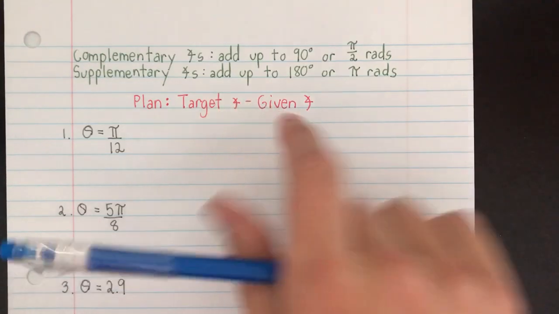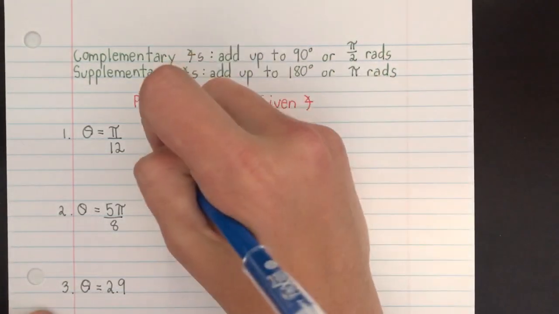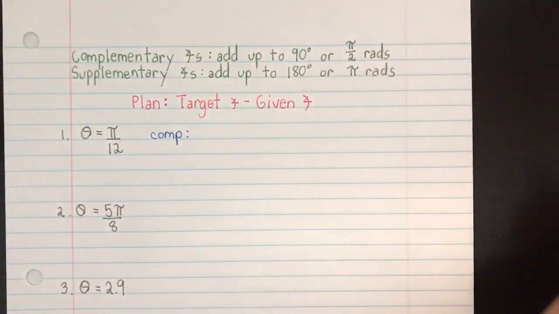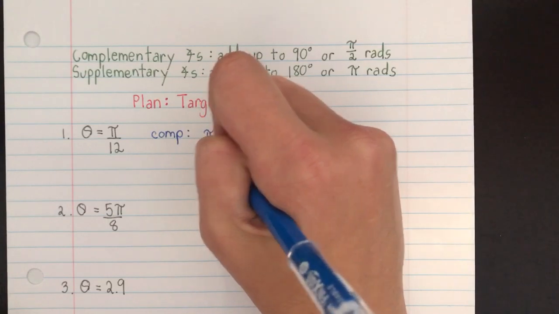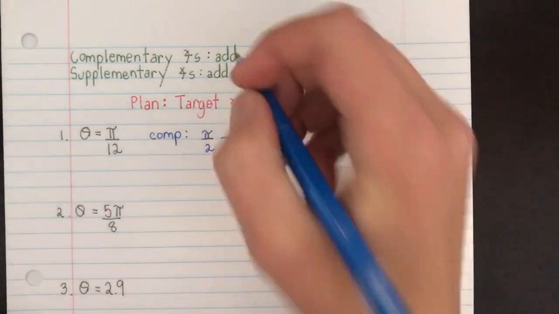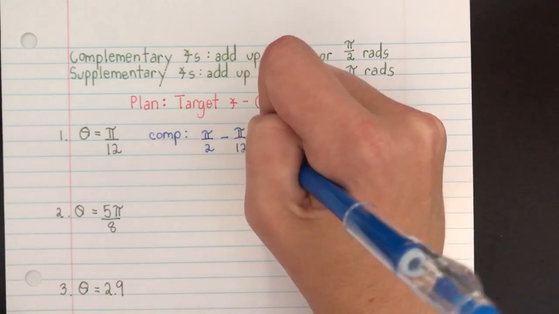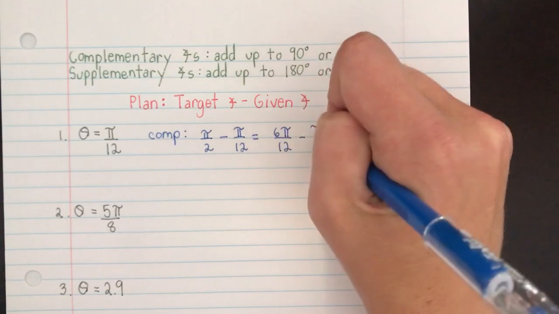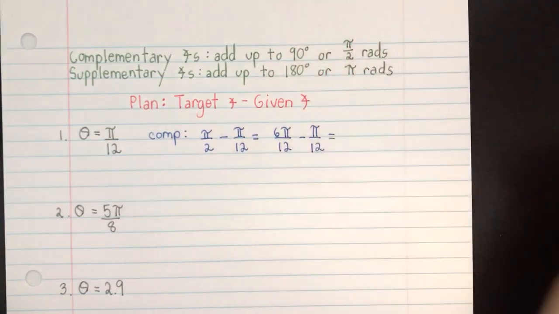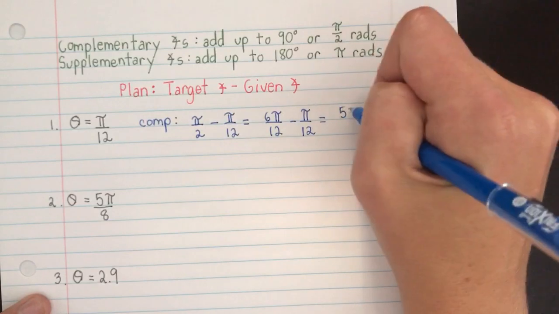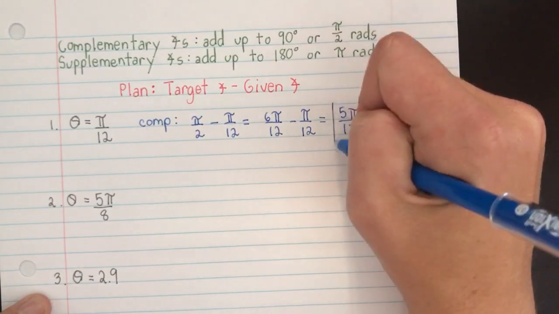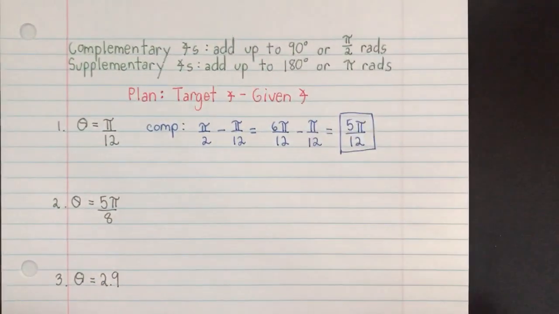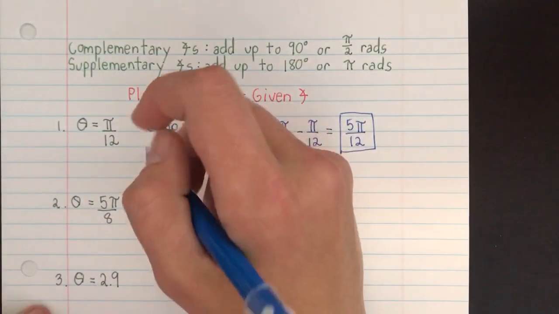Take the target angle and subtract the given angle. So for complementary, my target angle is pi over 2. So take the pi over 2 and subtract the given pi over 12. So multiply by 6 and 6, so I get 6 pi over 12 minus pi over 12. So it would be 5 pi over 12. So 5 pi over 12 plus pi over 12 equals pi over 2. Those two angles are complementary.